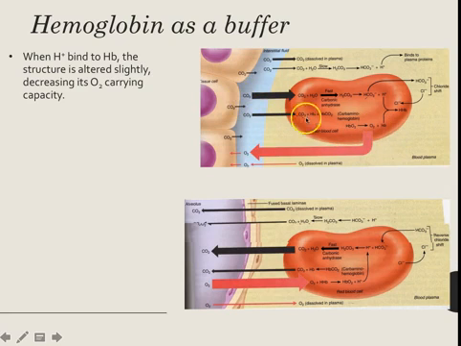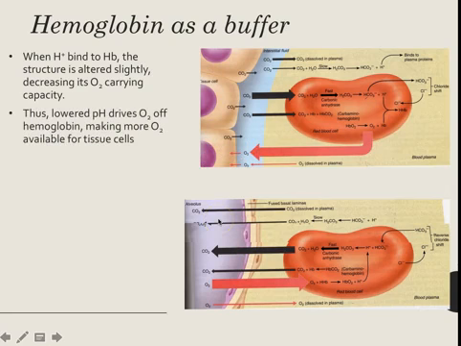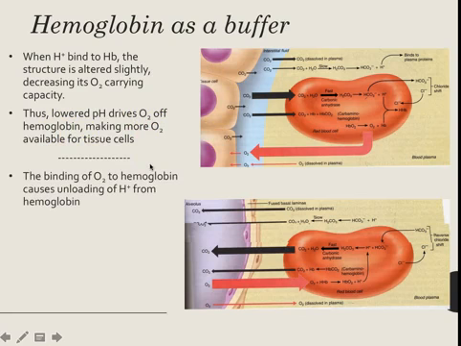So wherever you have lots of carbon dioxide, you're going to have the hydrogen ions, they'll bind in the red blood cell and cause oxygen to dissociate and be delivered to the cells where they need to be. Okay? So basically a lowered pH drives oxygen off the hemoglobin and makes more oxygen available to the tissues where it needs to be. Okay.